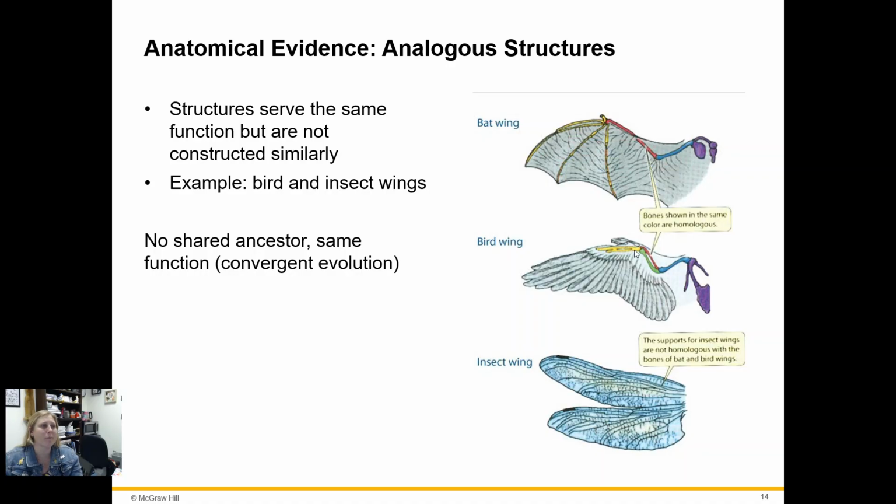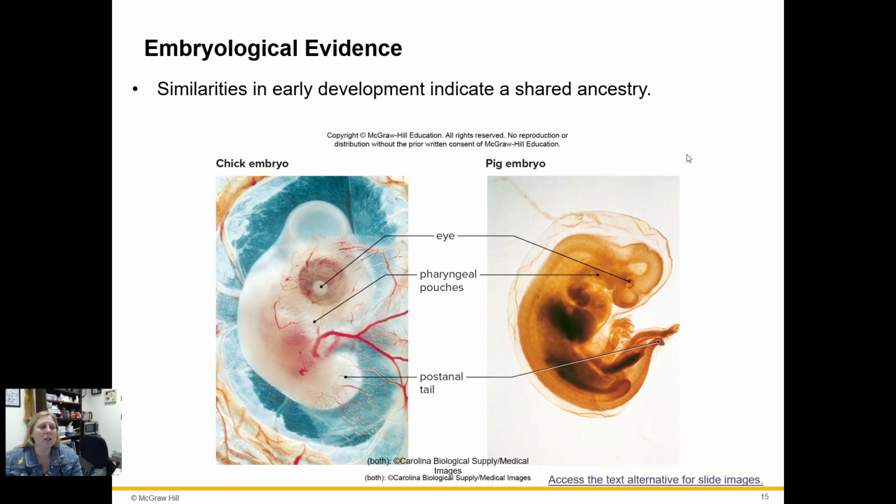Okay. We also have embryological evidence. So similarities are often shared early in development with individuals that have a shared ancestry. This is a chick embryo and a pig embryo, and all vertebrate embryos look similar to this at some point in development. We're going to see an eye, we're going to see these pharyngeal pouches that actually become parts of the inner ear, the jaw, the lungs, the heart, and then we see a postanal tail.